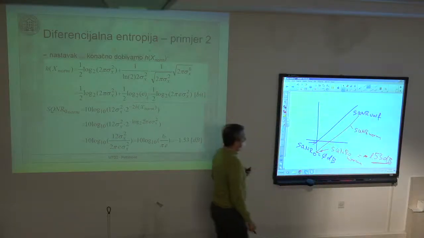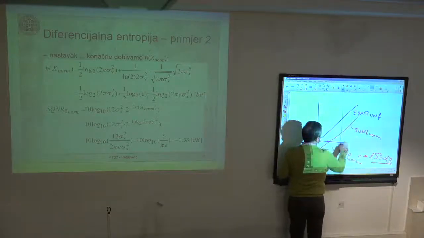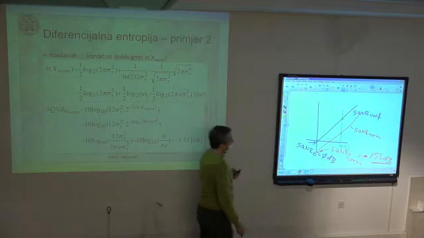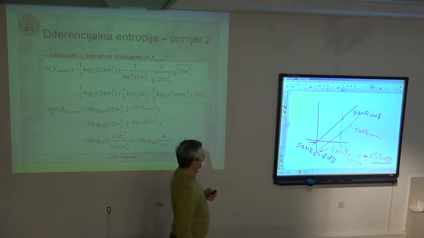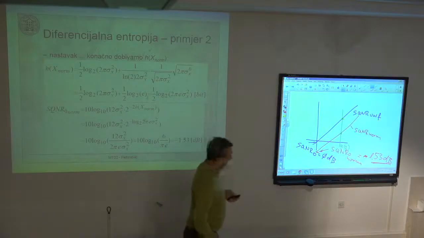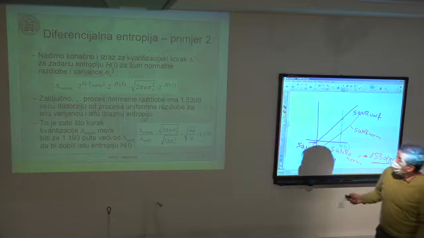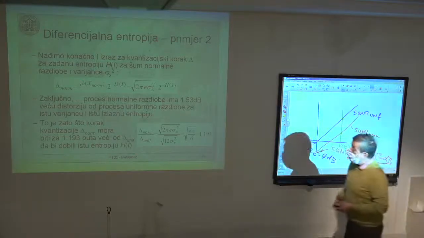So for the same entropy, it has lower quality. So if I compare these two processes for the same entropy h of I, of the output indices, I would have lower quality for the normally distributed process in comparison to the uniform distribution of the process. Lower quality. And it says further on, now we can also find the required step size. What is the required step size in this case?